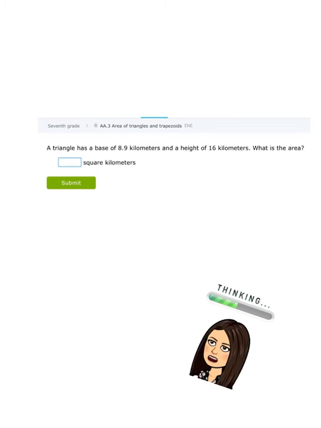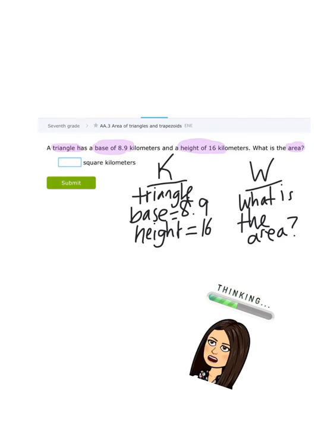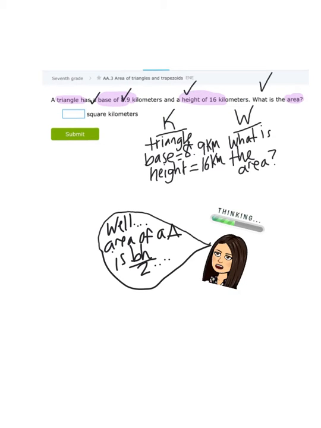When I have a question that involves words, I want to look at the keywords. So sort of like we did at the last lesson, you identify the keywords, so triangle, what the base is, what the height is, and we're asking the area. So we know that it's a triangle. We know the base is 8.9 kilometers, and the height is 16. What we want to know is what the area is. So then we think, okay, the area of a triangle is base times the height divided by 2. We have the base and the height, we just need to solve for area.